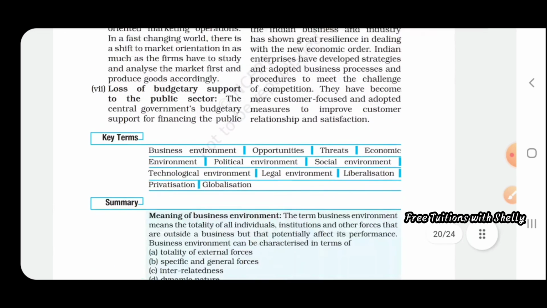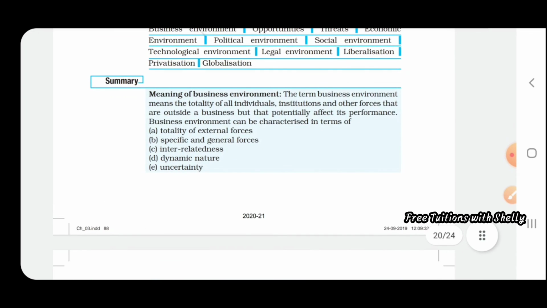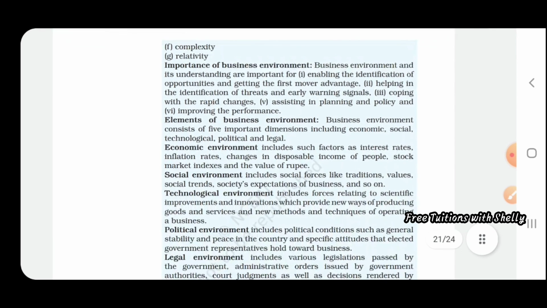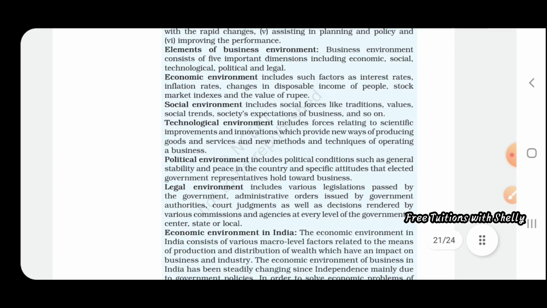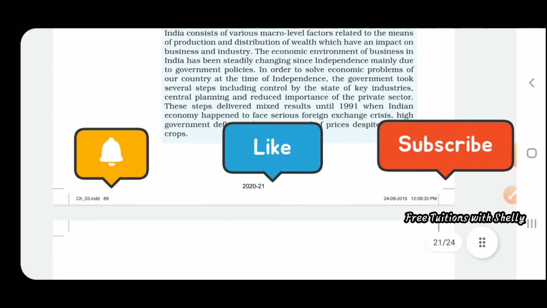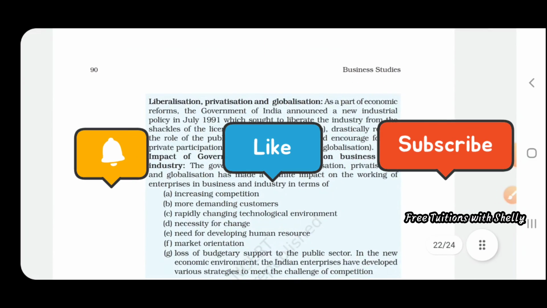So we learned about the meaning of business environment, its importance, elements or dimensions like economic environment, social environment, technological environment, political environment, legal environment, and the economic environment in India, and the impact of government policy changes on business and industry.